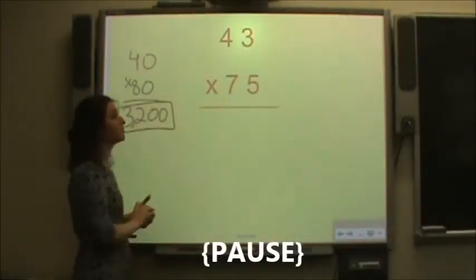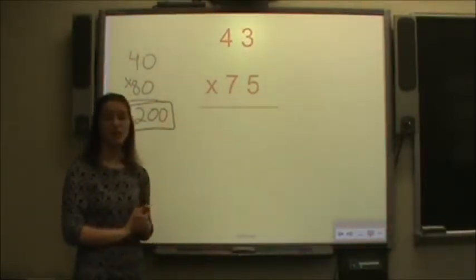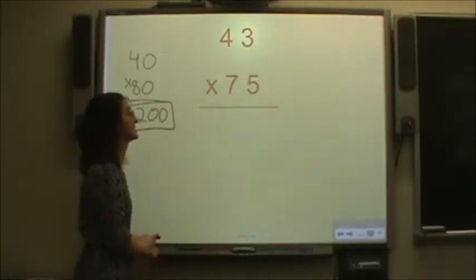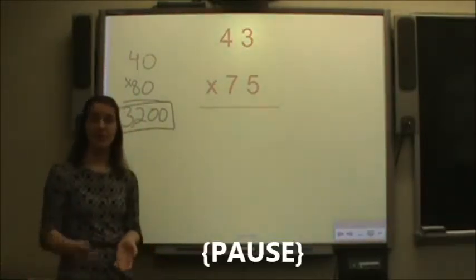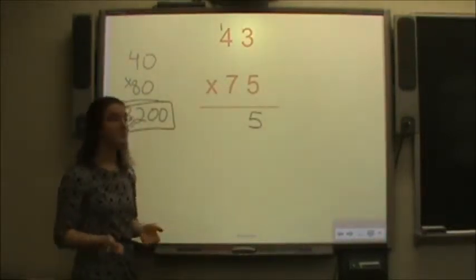So go ahead and write that multiplication problem on your paper. And once you've done that, we're going to start by multiplying the ones place times the ones place. So go ahead, pause the video, and do that and carry any number that needs to be carried. Okay, so 3 times 5 is 15.